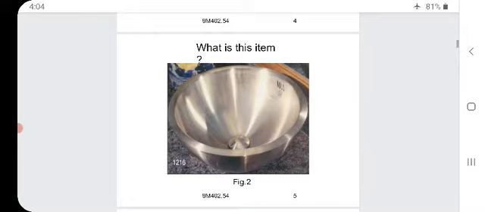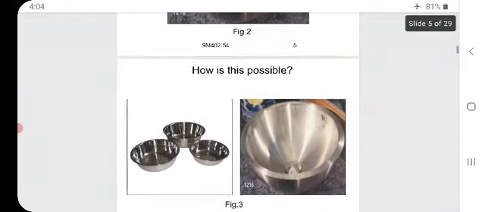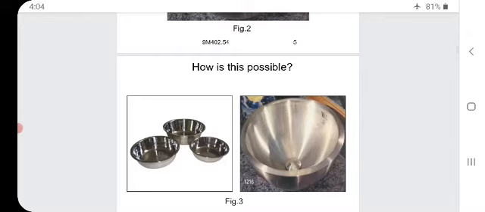Next, see this. This is also a ball. This is also made with the help of a press. How is it possible to make these two types of balls?